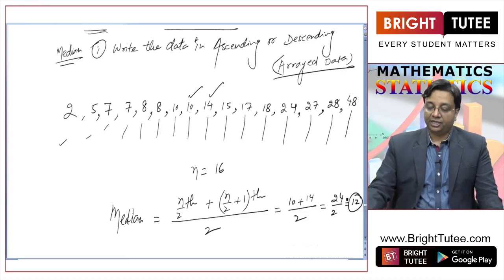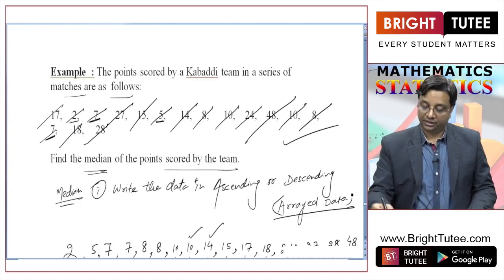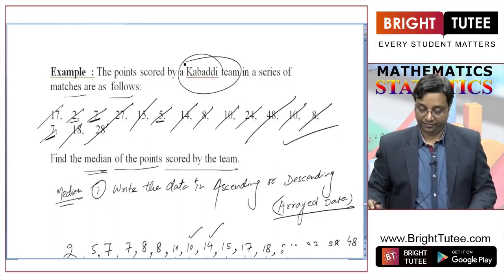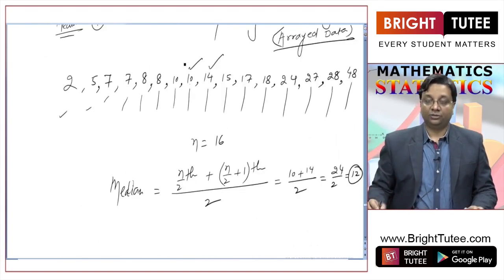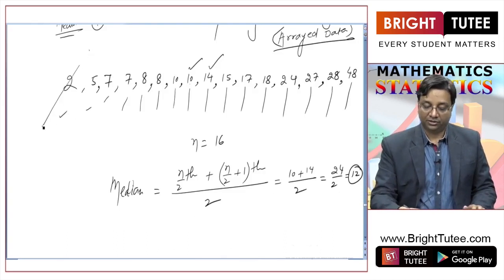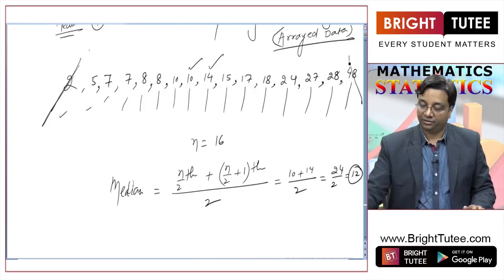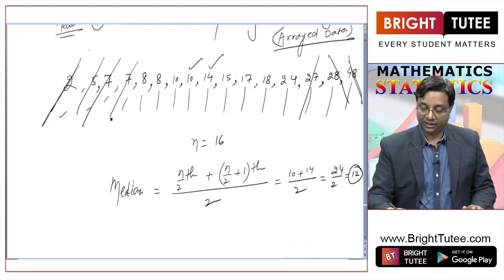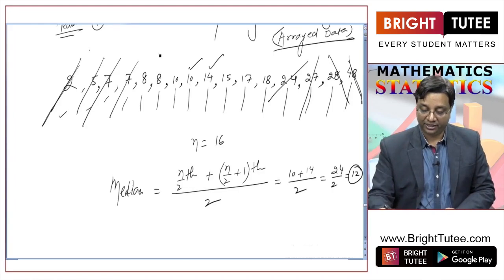So 12 is the median score, or median points scored by this Kabaddi team. Okay. So 12 is your answer. Another way to find the middle term is to start cutting the numbers from the left and right-hand side. You cut one number on the left, one on the right, one on the left, one on the right, one on the left and on the right. This is not the correct way, but this is a way to understand that median is the middle number.